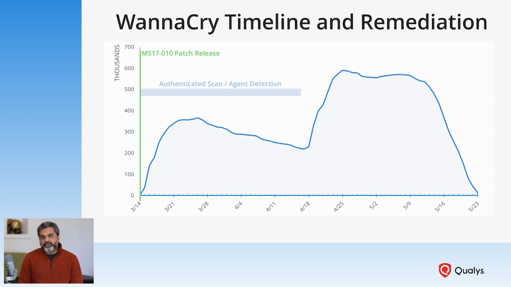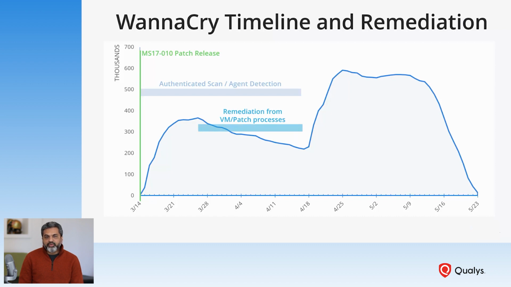So the initial check was an authenticated check. For those customers who were doing authenticated scanning, we saw a big spike in the detections, and then some people had good programs, so they were patching it slowly. And you can see that curve dip when people went into the regular patching workflow.